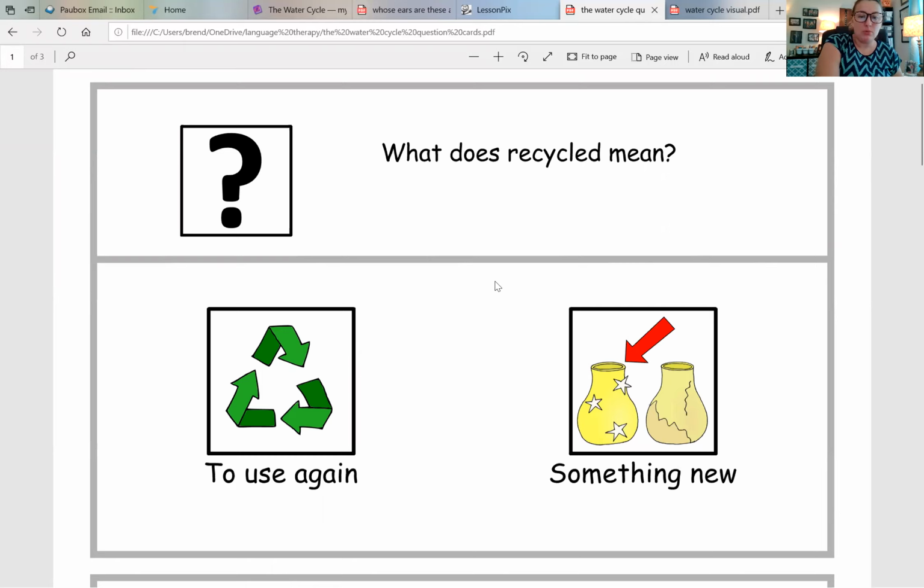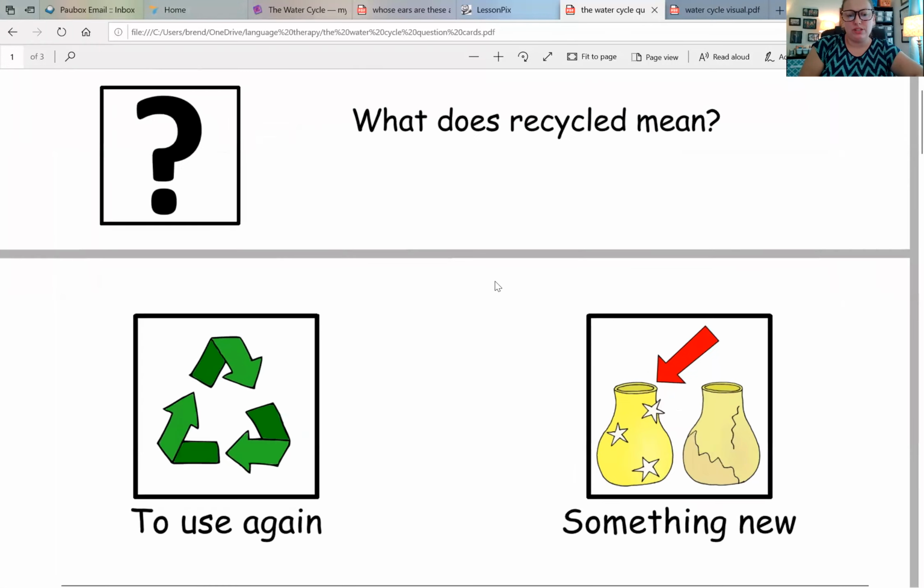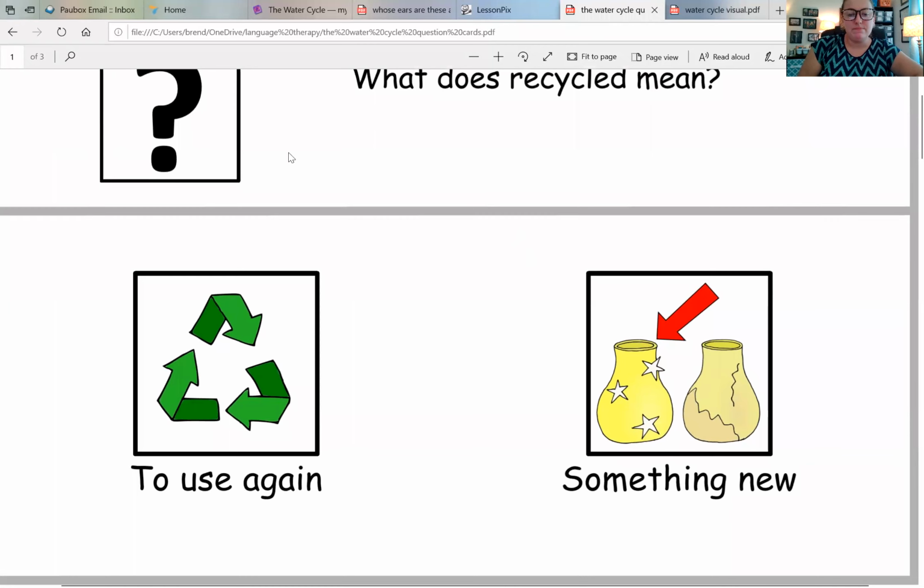All right, so number 1, what does recycled mean? So the water cycle recycles water. So what does recycled mean? Does recycled mean to use again? Or does recycled mean something new?